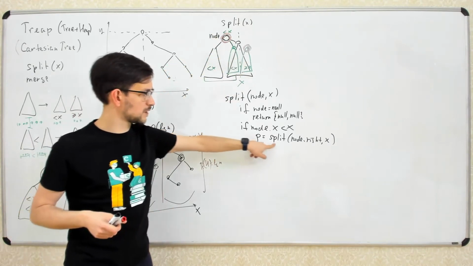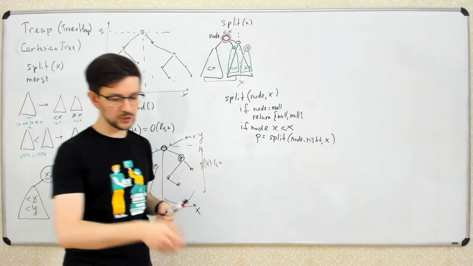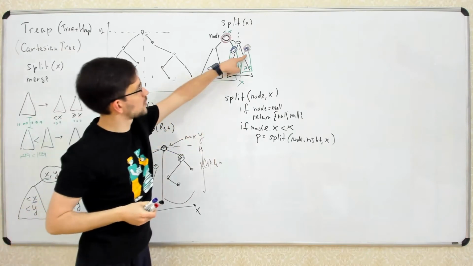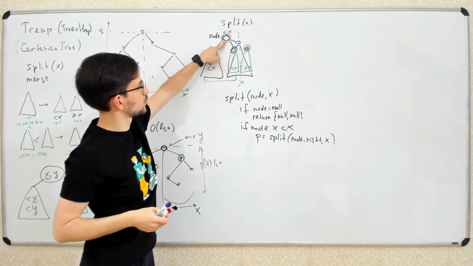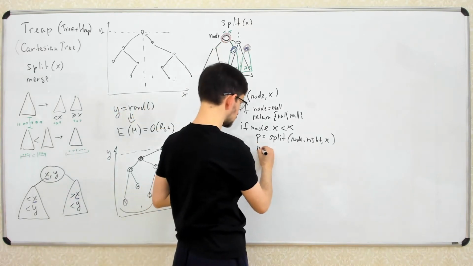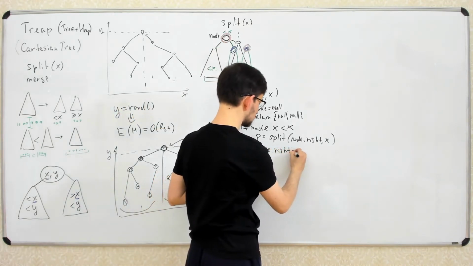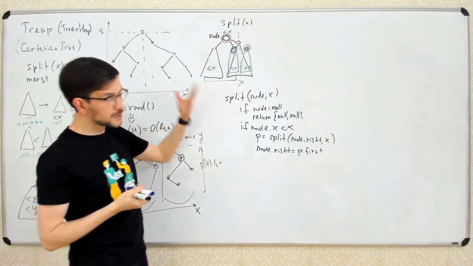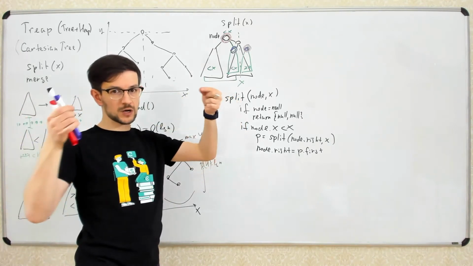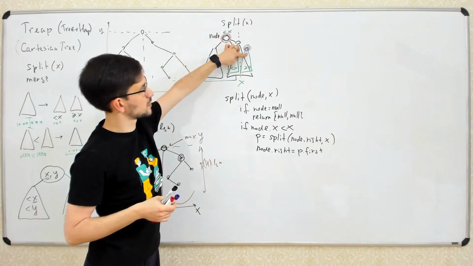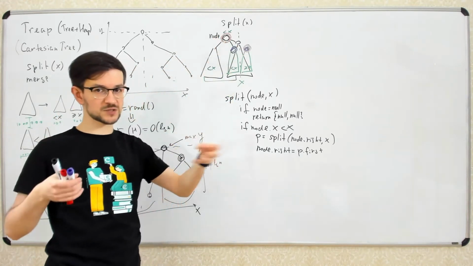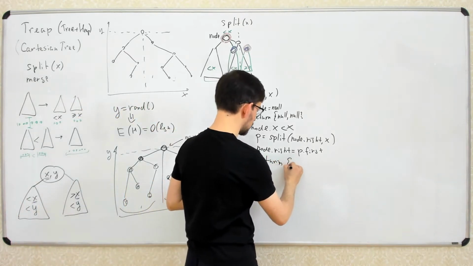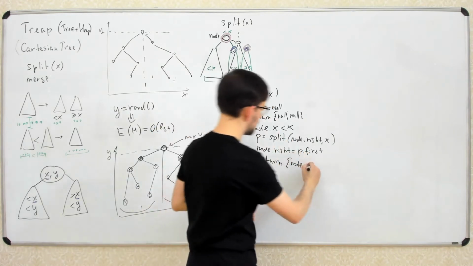Now this split returns two roots of this subtree. So it returns these two roots, this root and this root. Now we need to take this first root and place it as the right child of node. Right? And that's all. Now we just return two roots of the constructed tree. So the first root is node, the second root is the second part of this split of the right subtree. So just return node and p second.